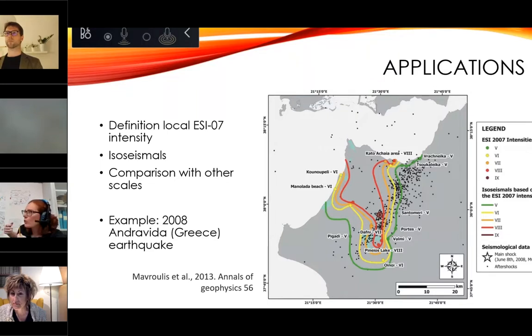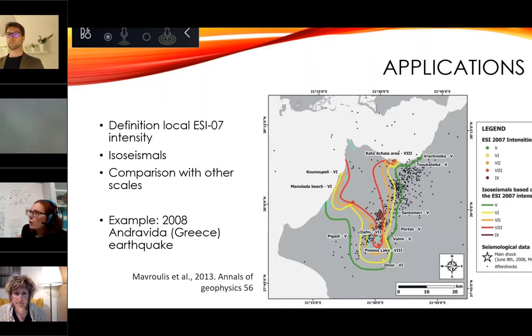So let's say the basic or standard approach is to go to the field to collect information on environmental effects and to classify them, assigning an intensity degree. Many papers provide the location of points with a given intensity. Many papers also draw isoseismals, like in this case, which is referring to the 2008 Andravida, Greece earthquake.